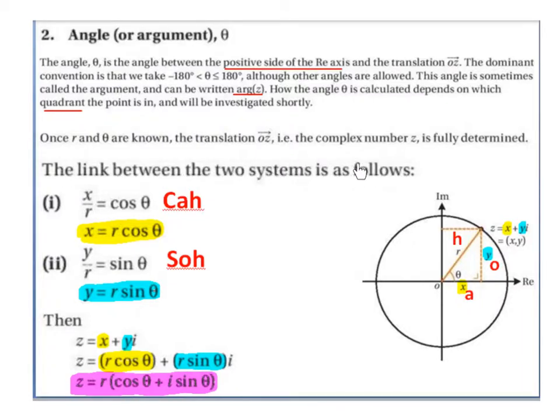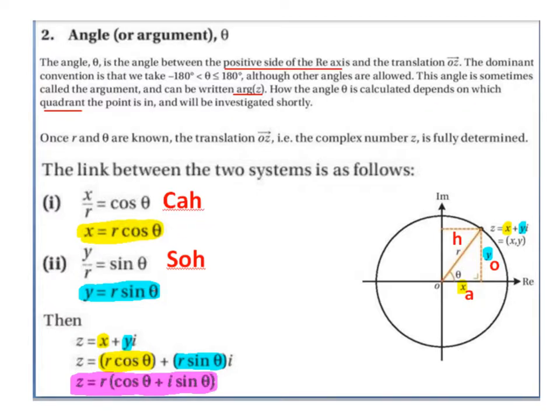The link between the two systems is as follows. So we know from trigonometry, from our SOHCAHTOA formula, that CAH stands for cos equals A over H, where A stands for the adjacent and H stands for the hypotenuse of a right-angled triangle. So if this is our angle theta, then x is our A, y is our O, it's opposite the angle, and r is our H, our hypotenuse. So using this, we have cos theta equals the adjacent, which is x, divided by the hypotenuse, which is r. And rearranging it to get the x on its own, we get x equals r cos theta. So x will always be equal to r cos theta when we're dealing with complex numbers.